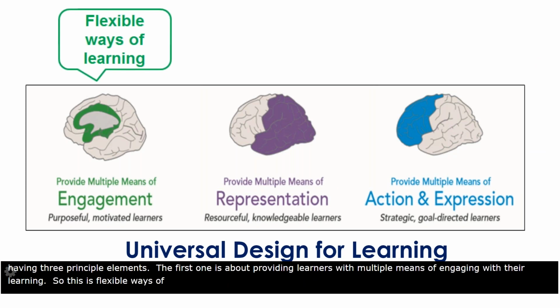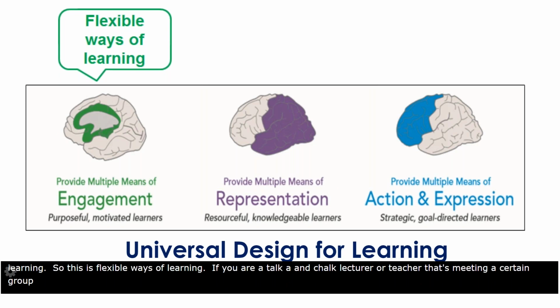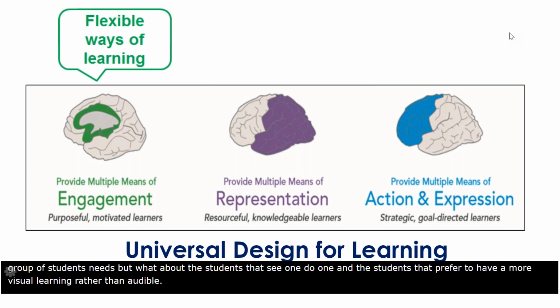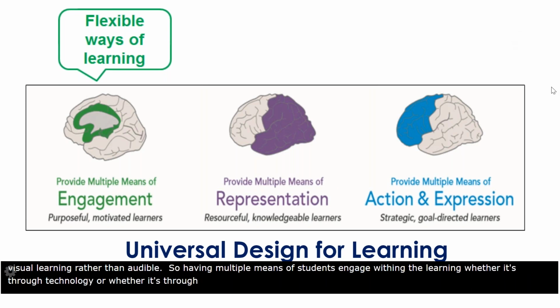If you are a talk and chalk lecturer or teacher, then that is meeting a certain group of students' needs. But what about those students that have to see one, do one? The students that prefer to have a more visual learning rather than audible. So having multiple means of students engaging with the learning, whether that is through technology or whether that is through teaching skills, this enables the learner to become purposeful and motivated because their needs are being met.